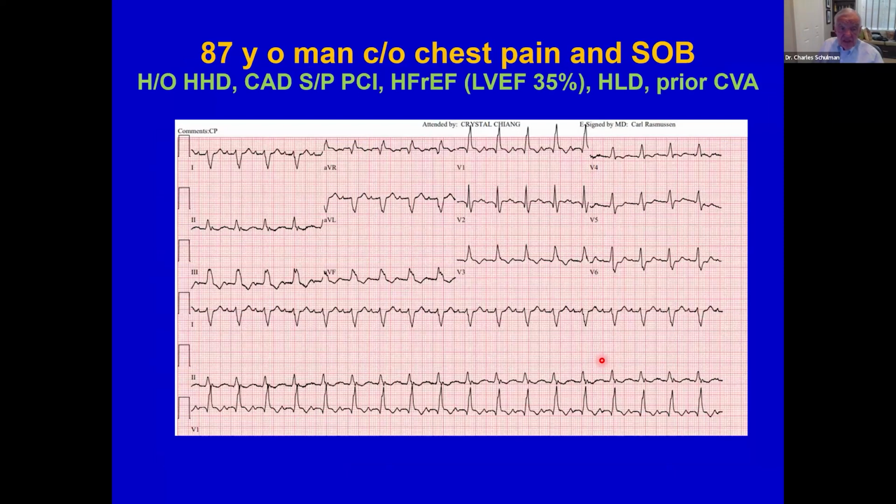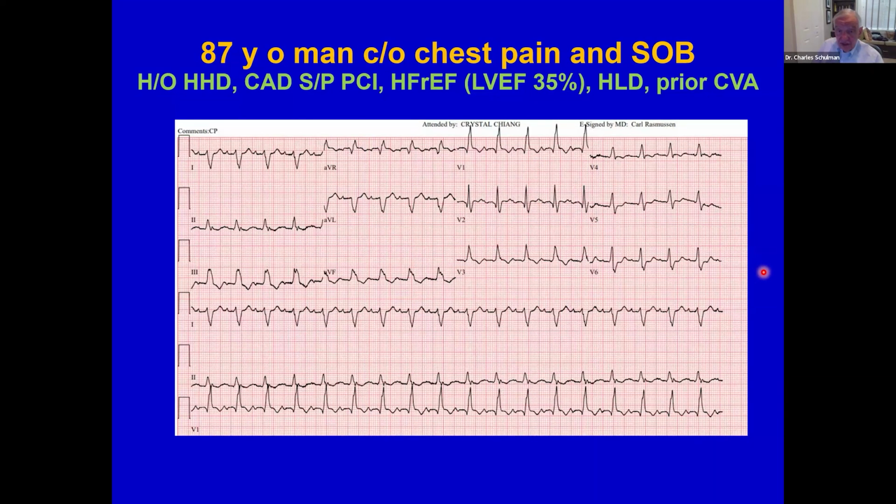So here's an 87-year-old man who complained of chest pain and shortness of breath. He got admitted to Beth Israel Deaconess Medical Center. He has terrible heart disease: hypertensive heart disease, coronary disease, heart failure with a reduced ejection fraction, and a prior CVA. So he has a very abnormal ECG to begin with. His QRS axis in the frontal plane is rightward but inferiorly directed. He has a right bundle branch block to begin with, and this is sinus rhythm.